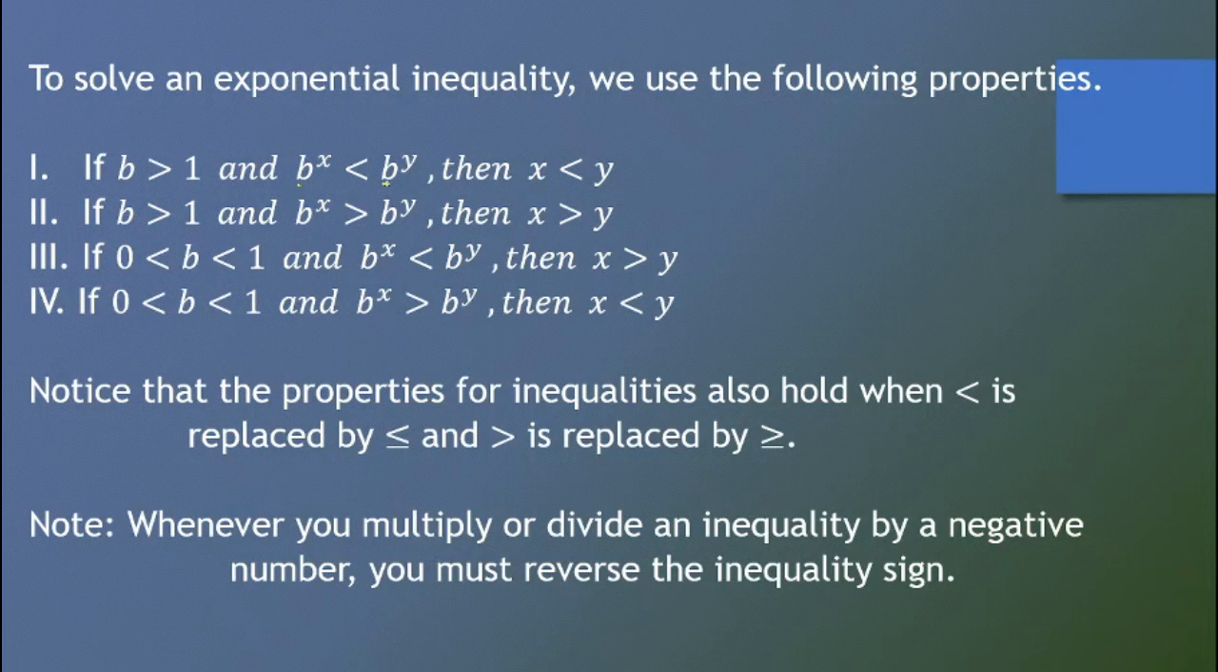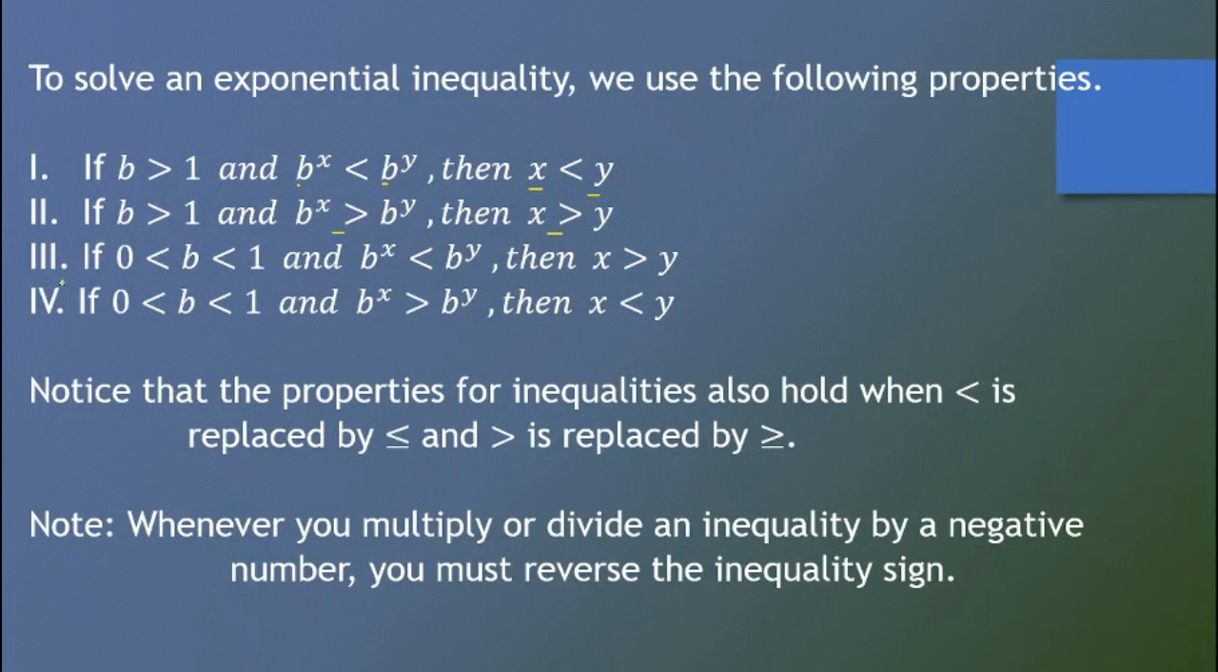After natin na makuha yung same bases, disregard na natin siya. Ang kailangan na lang natin kunin ay ang exponent. Ayan. And then, kung ano yung given symbol, yun lang yung gagayahin natin. So, same symbol. Okay? Next, for the number 2, if b is greater than 1 and b raised to x is greater than b raised to y, then x is greater than y. So, same lang din. So, kunin yung same symbol.